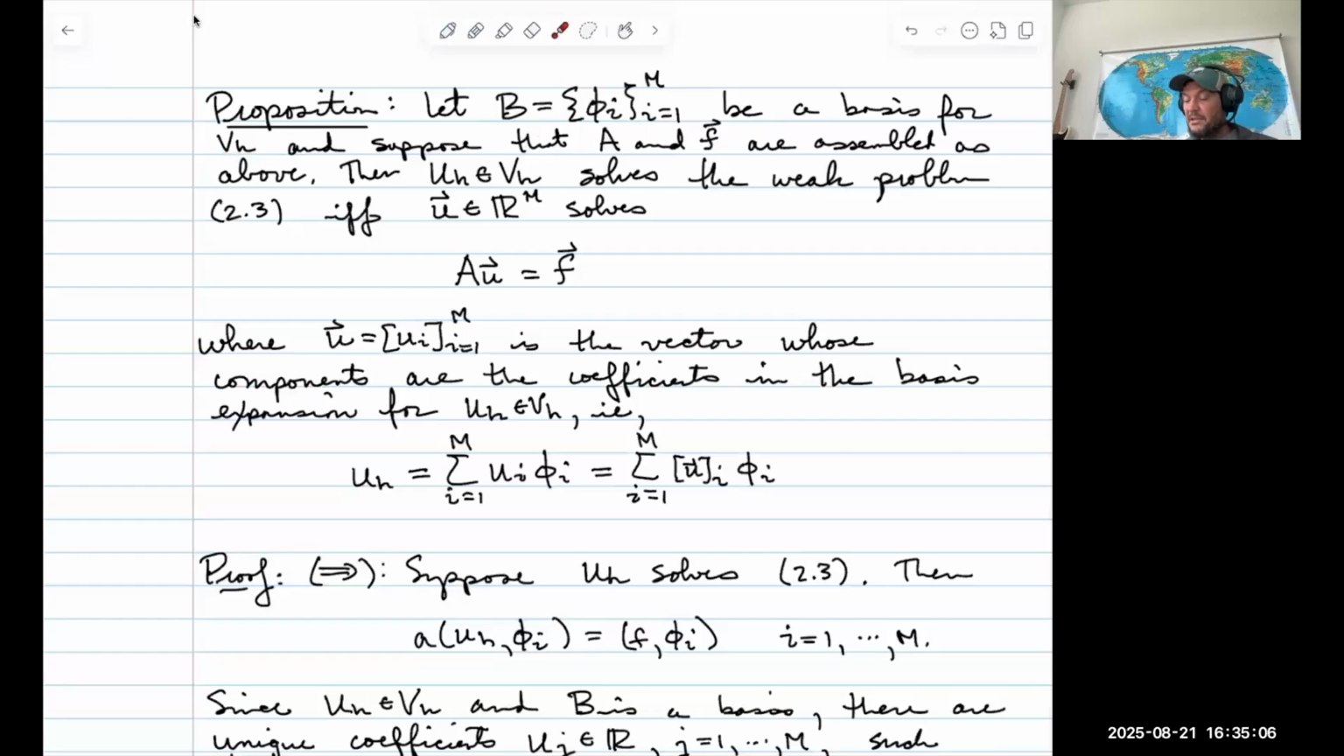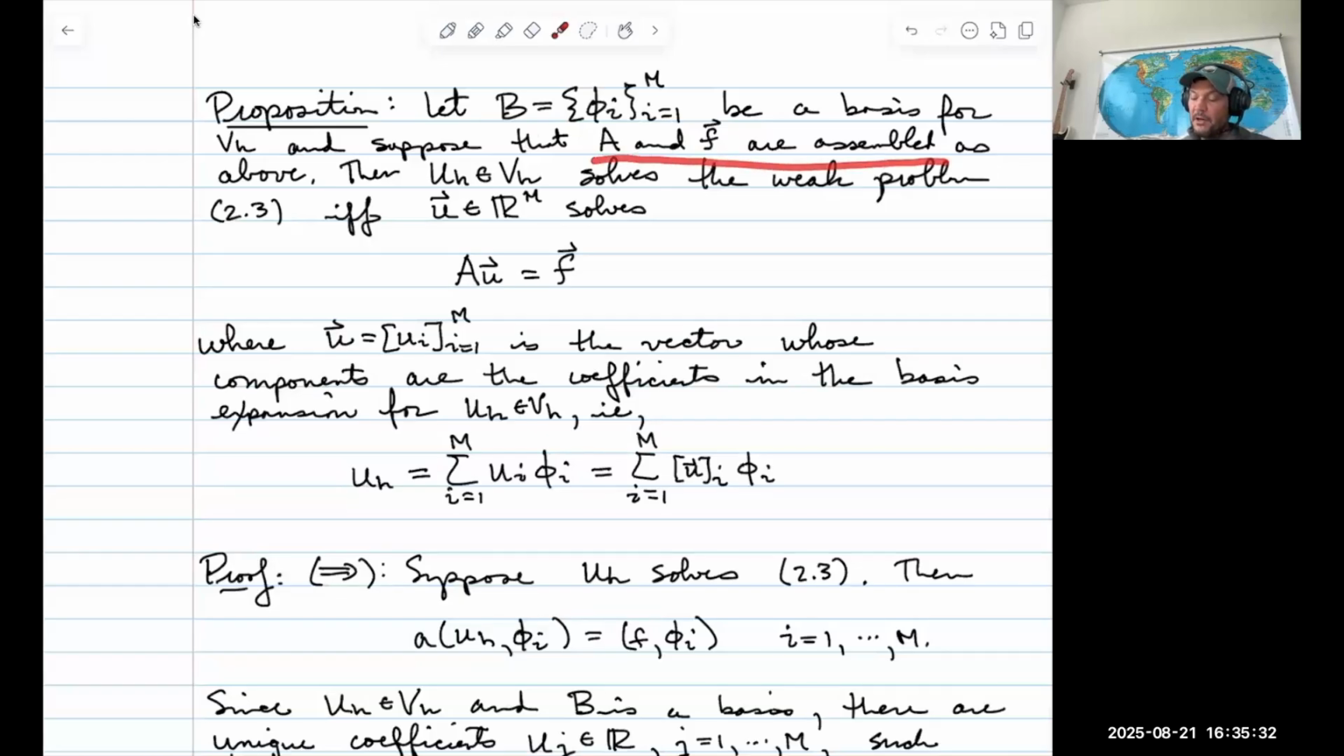Suppose that B is a basis for V_h. Now, V doesn't necessarily have a basis because we don't know if it's going to be finite dimensional or not. We only are asserting that V_h is finite dimensional. The parent space V could be infinite dimensional, and in general it is for the problems that we want to study.